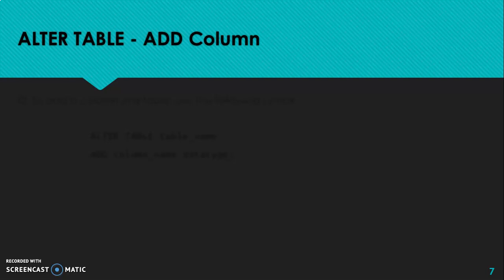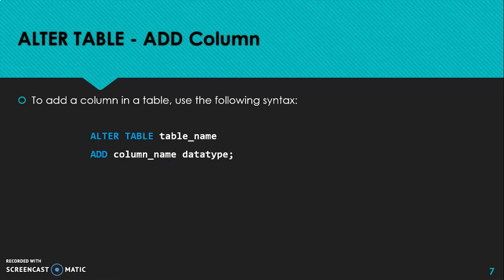So alter table for adding a column. To add a column in a table, we have a syntax like this: alter table, the table name in which you want to add a column, then add, column name and data type. So this will add this column name with this data type.